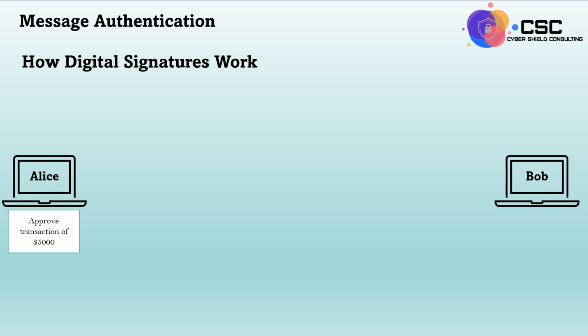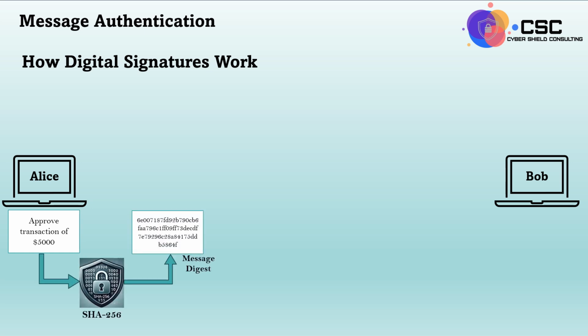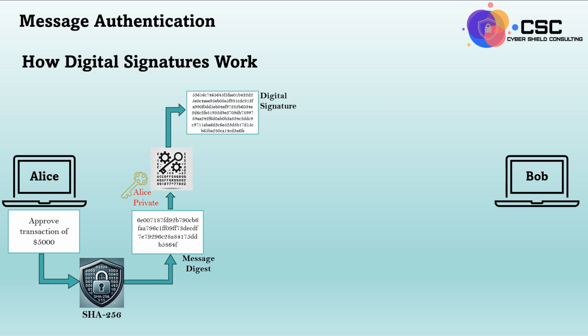Before sending the message, Alice runs it through a hashing algorithm like SHA-256, which generates a fixed length, unique digest of the message. If the message changes, even by one letter, the digest will be completely different. Next, Alice encrypts the message digest using her private key, turning it into a digital signature.